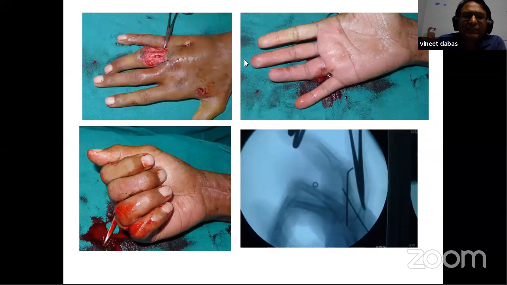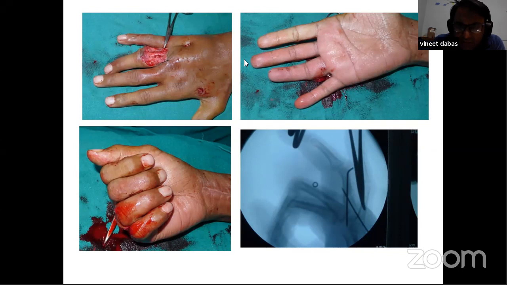Now, there are controversies. Obviously, we can use different methods of fixation. This is my preferred method. I feel the other methods of using intraosseous wires and plates would be a bit more damaging to the soft tissue. If I achieve good stability with K wires, I go ahead with it.